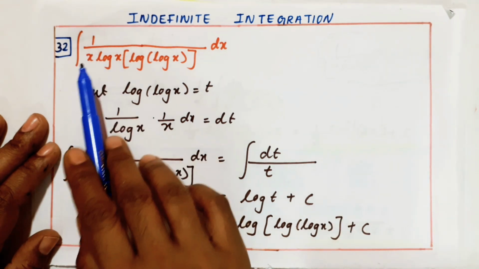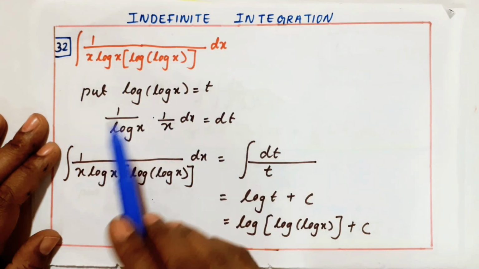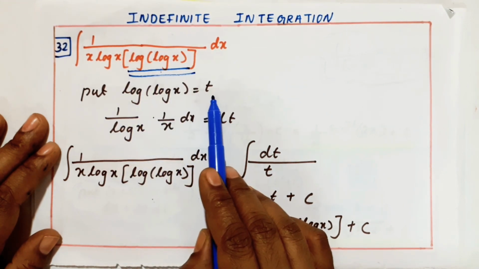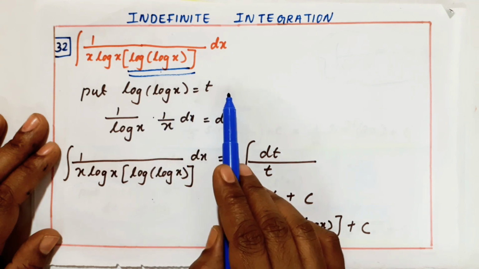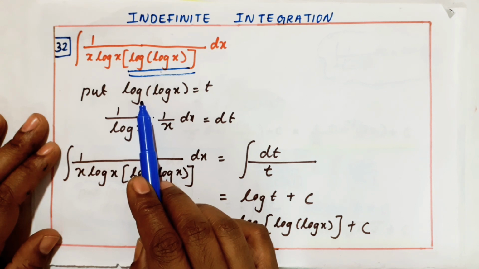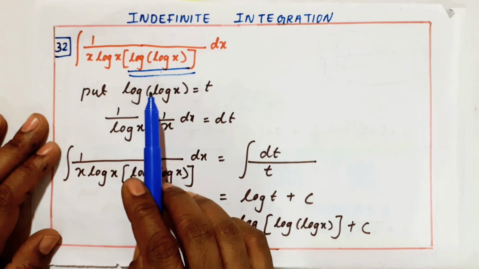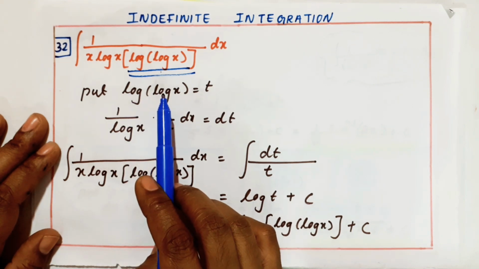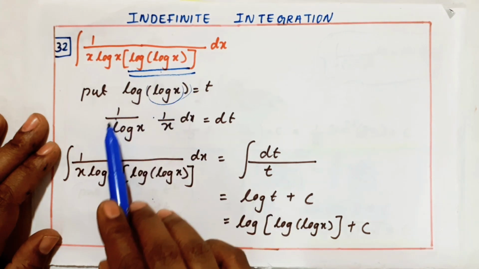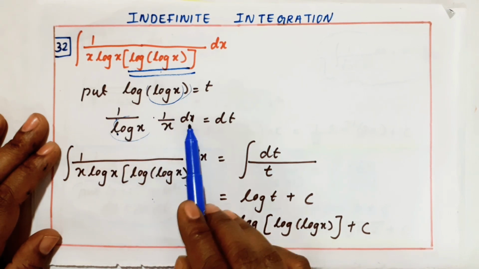See here, integral of 1 by x log x into log of log x. The term inside the bracket, that is log of log x, I am taking as t. Log of log x as t. We know what is the differential of log x? We need to differentiate both left side and right side. d by dx of log x is 1 by x. So 1 by, in place of x, your term is log x. So 1 by log x into, what is log x differential? 1 by x of dx.